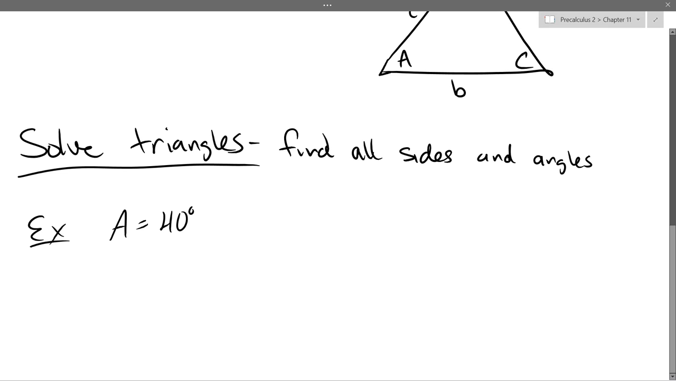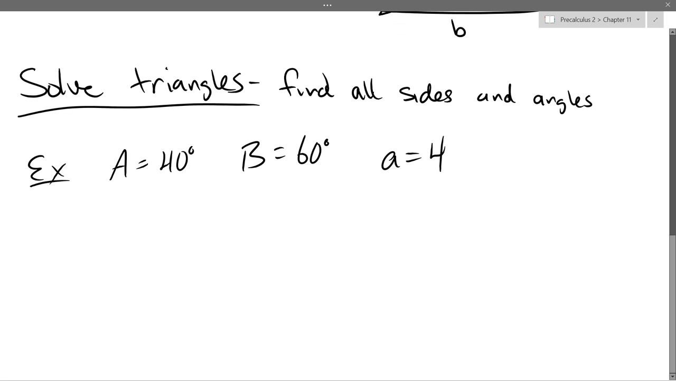So we'll go to degrees: angle A is 40 degrees, angle B is 60 degrees, and side A is going to be 4. So we can draw a triangle out. When we draw this triangle, you can go ahead and draw it pretty close to being equilateral. Again, these are not equilateral triangles.